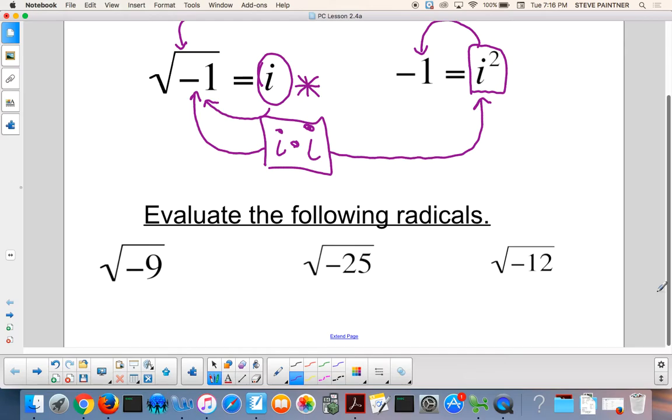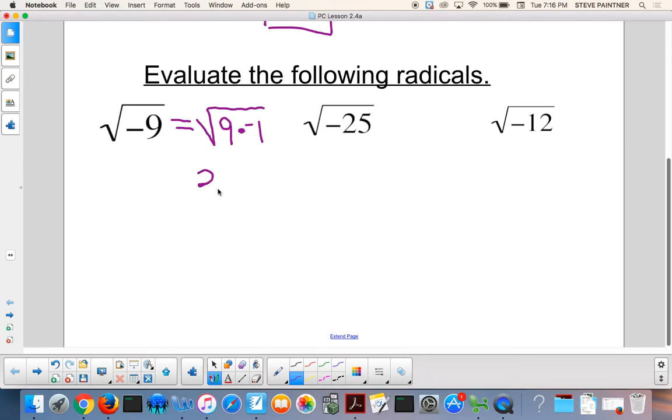The square root of -9 has no real answer, but it does have an imaginary answer. The way you would think about it, I hope, is this. You'd say 9 is perfect, 9 times -1. The square root of 9 is 3. The square root of -1 is i. The square root of -9 is 3i.